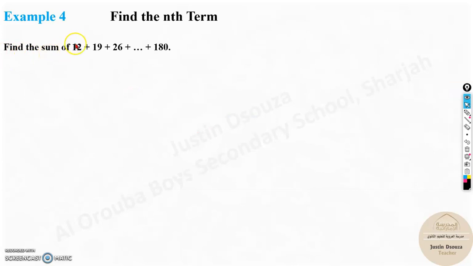Here you need to find the sum of 12, 19, 26 up till 180. When you look at this, you understand this is a series. Now what do we do? All you need to do is take the first term. The first term is 12. The nth term, an, is 180. Now what is d? d is 19 minus 12, the second term minus the first term or the previous term, which is 7.